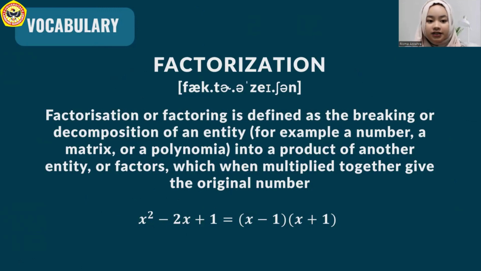Factorization. Factorization or factoring is defined as the breaking or decomposition of an entity, for example, a number, a matrix, a polynomial, into a product of another entity, or factors, which when multiplied together give the original number. For example, the factorization of x squared minus 1 is x minus 1 and x plus 1.